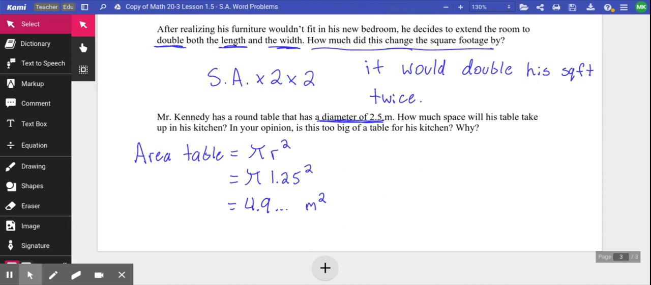So you can say it's okay as long as you say I'm okay with having a big table in my kitchen. You could say it's too big if you feel like you want more room for other things. So it is up to your interpretation, but you need to reference the size of both things. So you could say 4.9 meters squared is fine for a kitchen that's 15. Or you could say 4.9 is too big for a kitchen that's 15. No wrong answer as long as you reference both numbers. So you talk about it.